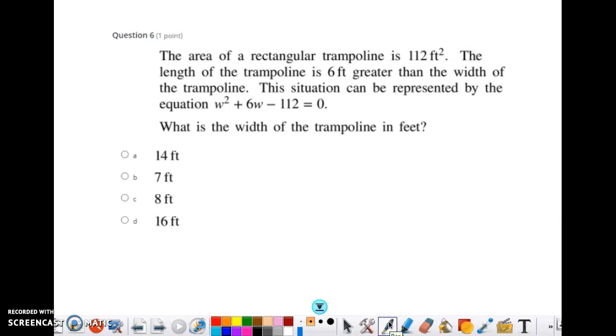Okay, problem number 6. It says the area of a rectangular trampoline is 116 feet square. The length of the trampoline is 6 feet greater than the width of the trampoline. This situation can be represented by the equation. Okay, so it sounds really confusing, but at least they gave me an equation, right? So I know that I can type that in Desmos.